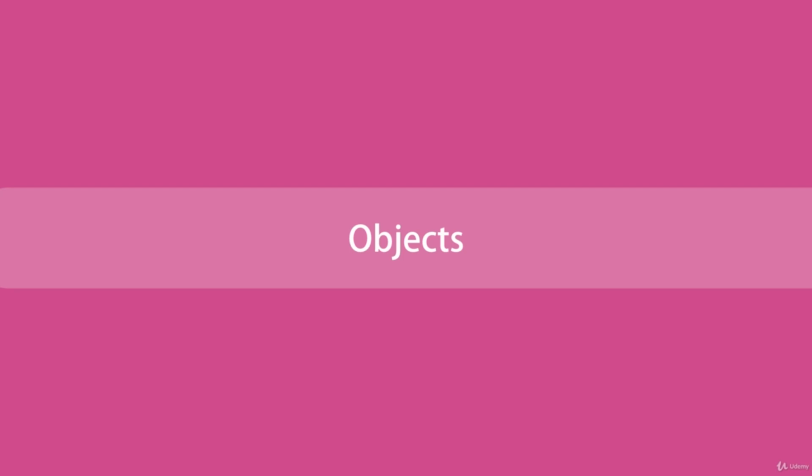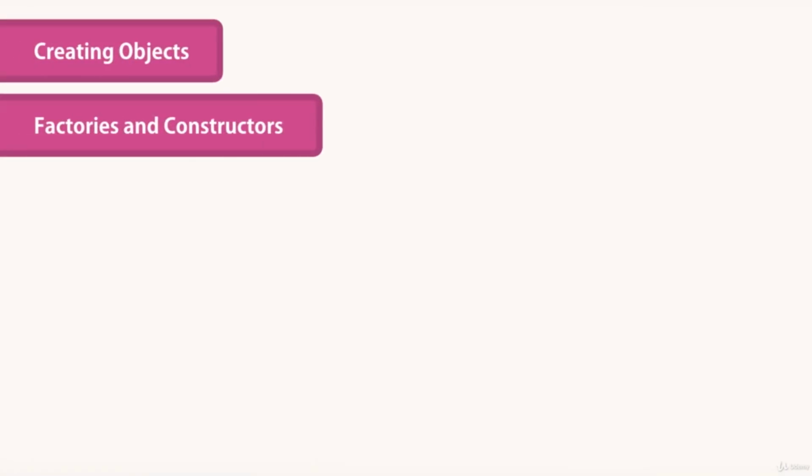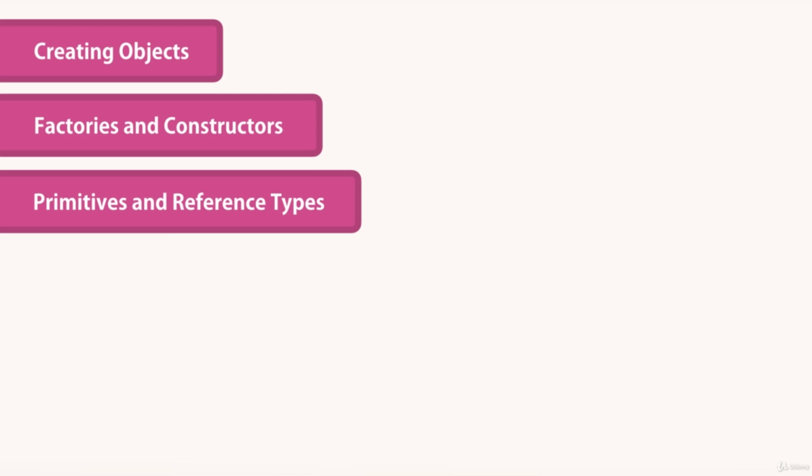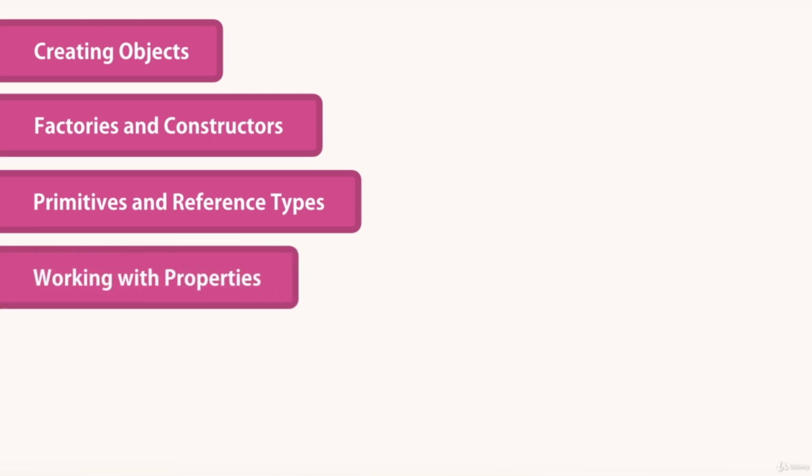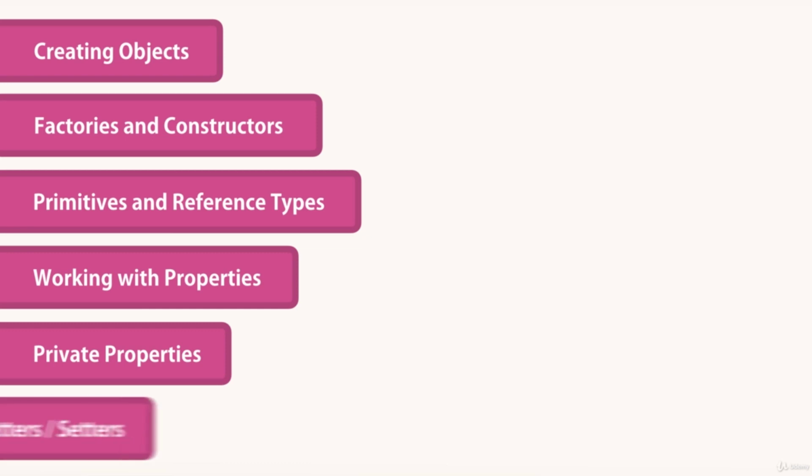JavaScript is all about objects. So in order to learn object-oriented programming, first you need to have a good understanding of objects. So in this section, I'm going to cover some fundamental concepts around objects, such as creating objects, factories and constructors, primitives and reference types, and how they behave differently, working with the properties of an object, such as adding, removing properties, as well as enumerating them. You're also going to learn how to define private properties, as well as getters and setters. If you know all these topics well, feel free to skip this section and move to the next section where I talk about prototypes. Otherwise, continue watching. So now, let's get started.